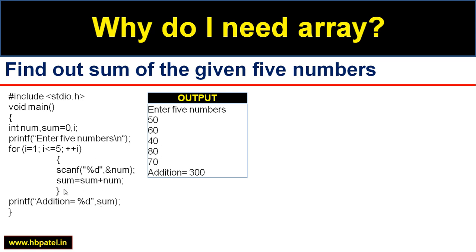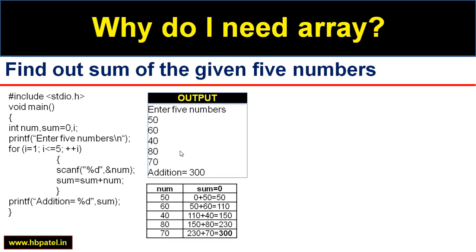At the end, when it comes out of this loop, when i becomes 6, it will print addition equal to 300. 300 is nothing but the addition of 50 plus 60 plus 40 plus 80 plus 70. This is a very simple program to understand. This is just a dry run. Every time I'll be entering different numbers, 50, which is added to 0 plus 50, then 60, so 50 plus 60, and likewise I'll get 300 at the end, which is the value of sum, and that is displayed in the output.